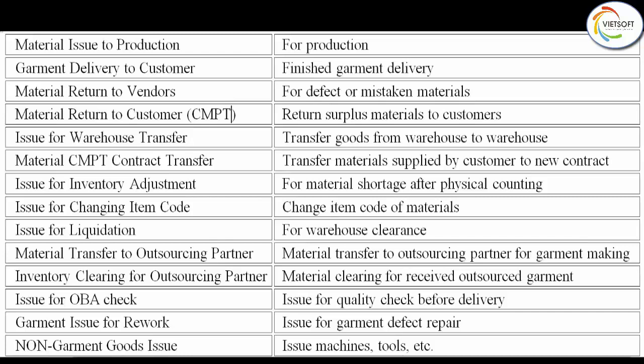Issue for material CMPT contract transfer is used for transferring materials from one contract to another. Issue for inventory adjustment is used in case of material shortage after physical counting. Issue for changing item code is used in case you want to change an item code. Issue for liquidation is used when you want to do inventory clearance. Material transfer to outsourcing partner is used when you supply materials to your outsourcing partner to make garment.